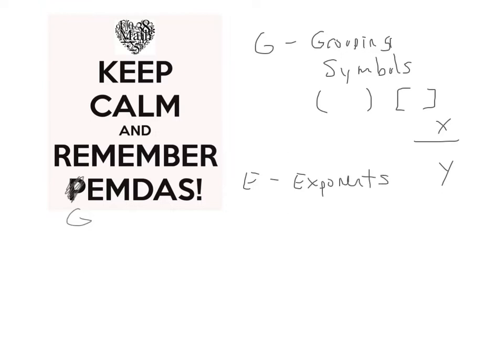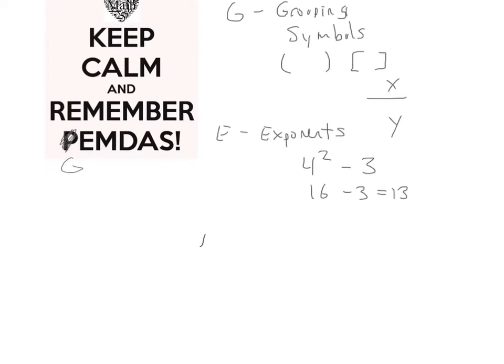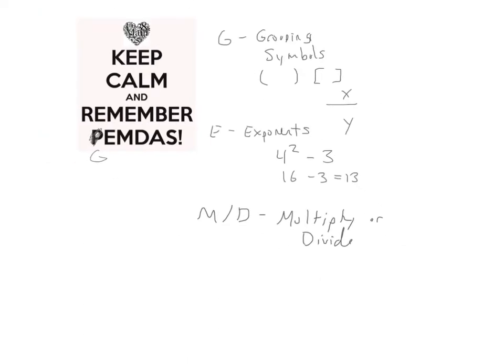All right, so if you have 4 squared minus 3, well, you better do the 4 squared first. So that would be 16. Then minus 3 would, of course, be 13. All right. So next, we have multiplication and division. Okay, I'm going to write them like this. And I do that because multiply or divide, because we need to do whichever one comes first.